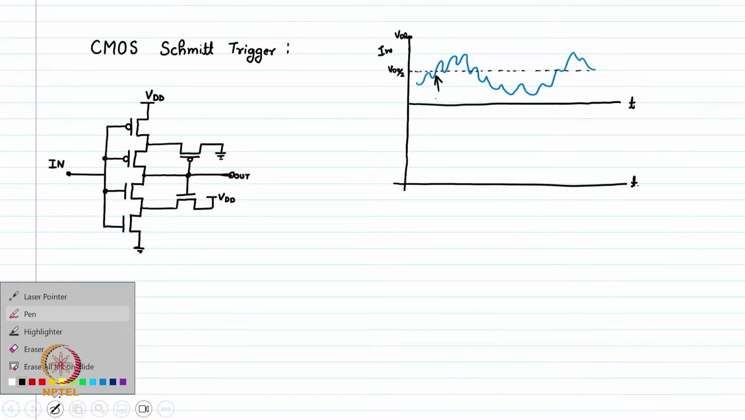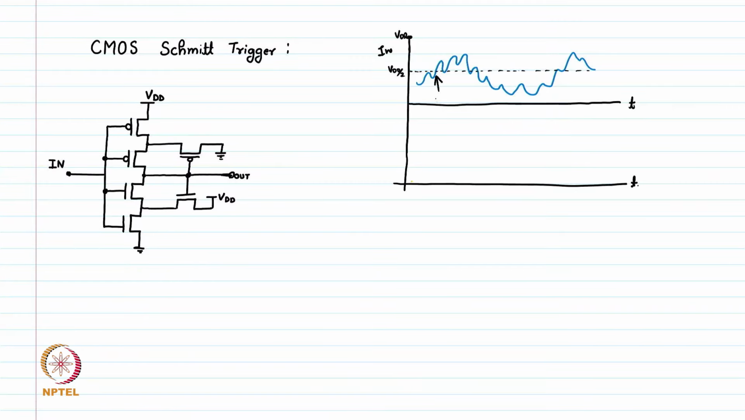Let me take a different color. Okay, if I have an inverter, this yellow color that I am taking is for the inverter. At this point the signal has crossed the threshold, so the inverter is going to detect it as a high at this point. However, when it is above this level, the inverter will keep this high.